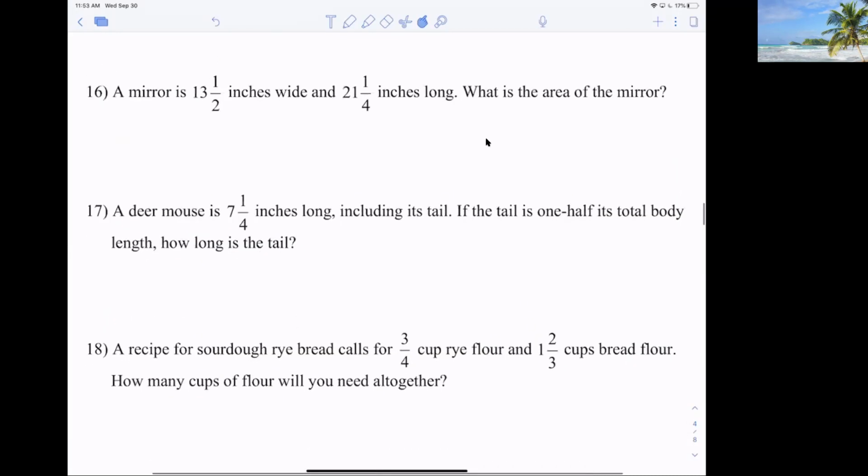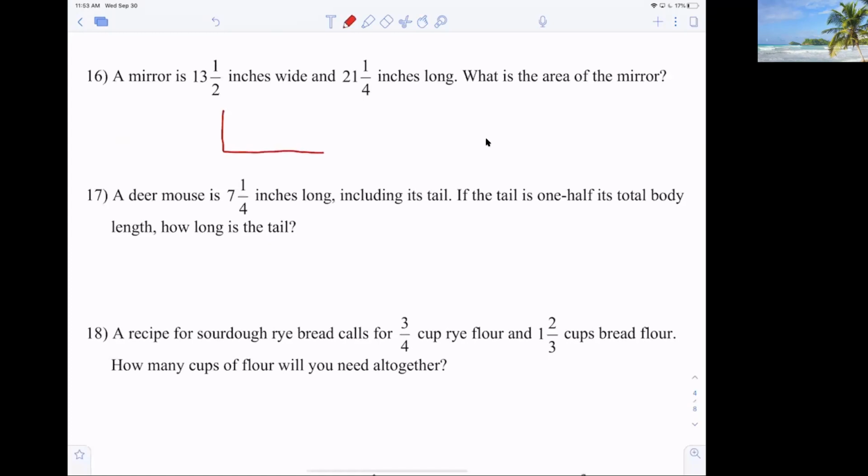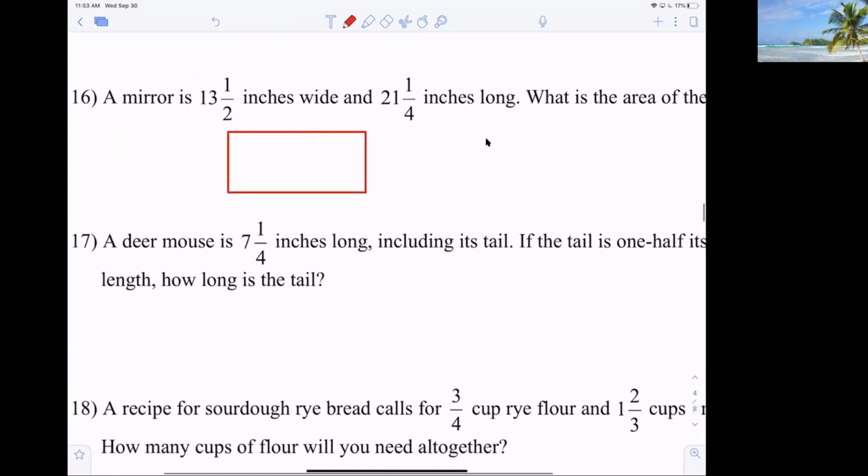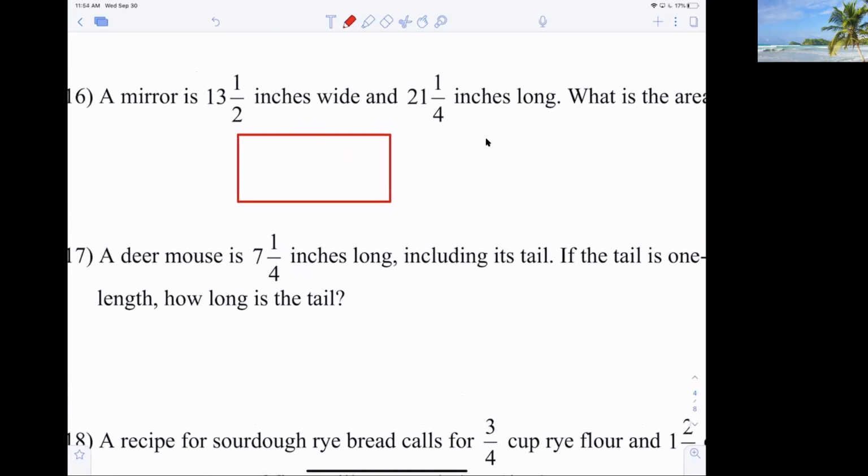Everybody's got to draw a rectangle. Don't make me walk around and see your rectangle. Now, what are the dimensions of the rectangle again, Cole? The dimensions are the numbers. What is it? 13.5 by what? 21 1/4. There you have it.